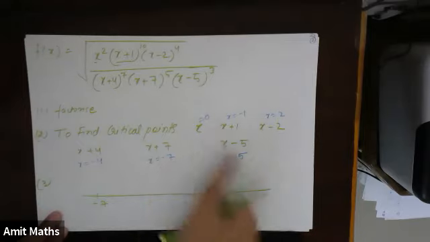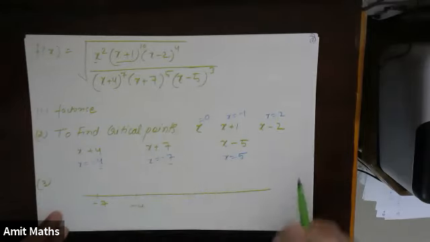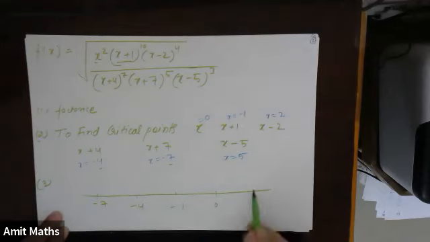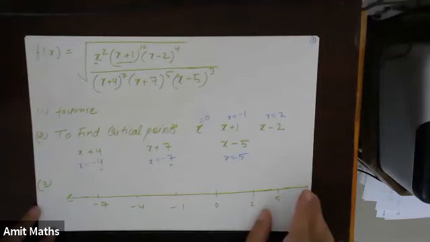Then we have minus 4. Then we have minus 7 is taken, minus 4 is taken. Then we have minus 1. Then we have 0. Then we have 2. And then we have in the last 5. Okay. So these are the critical points arranged on the number line.